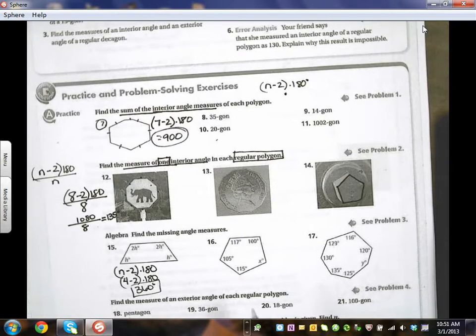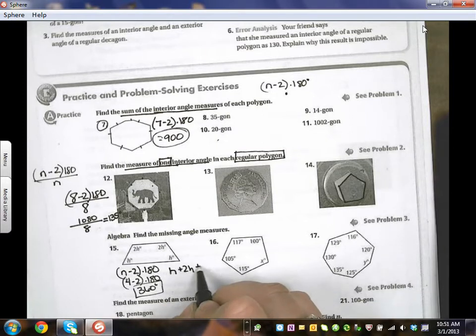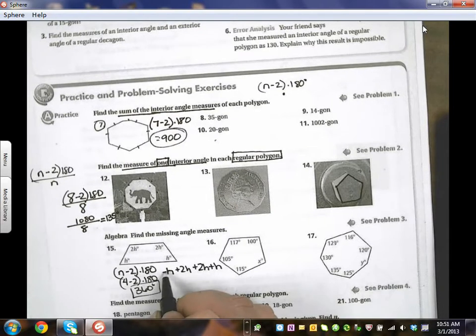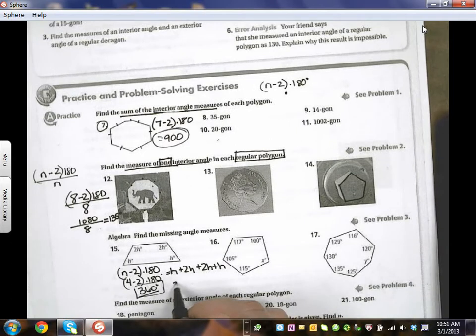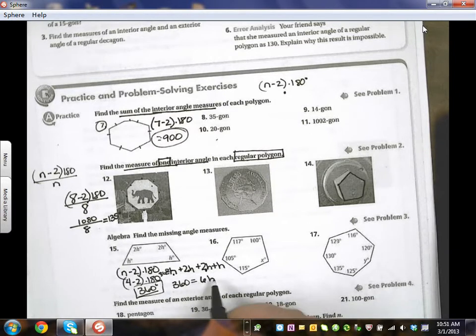But what's my equation? Well, I just add each one. h plus 2h plus 2h plus h is going to equal my sum down here of 360. I don't want to write it, it'll be too small. So 360 equals, what do I get when I add up all of my h's? 1h plus 2h is 3. 3 plus 2 is 5. 5 plus 1 is 6. So we have 6 h's.